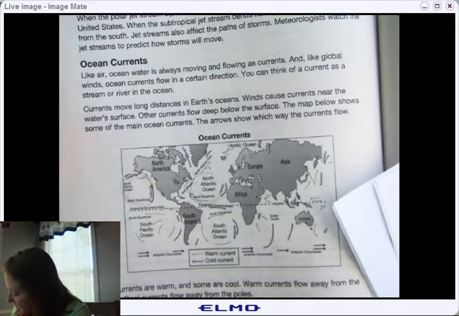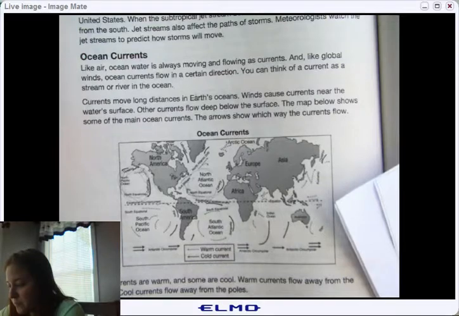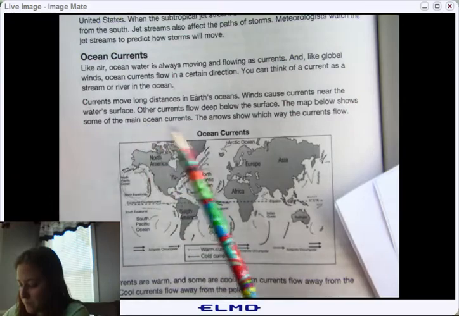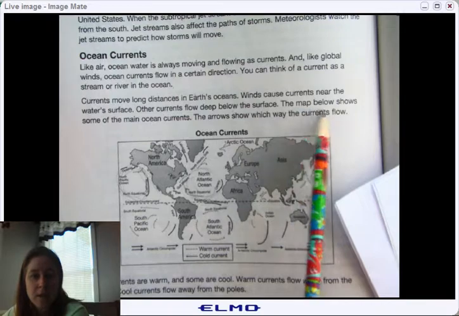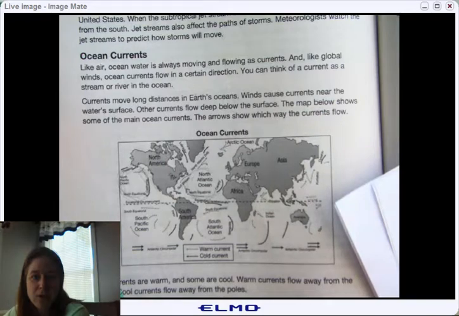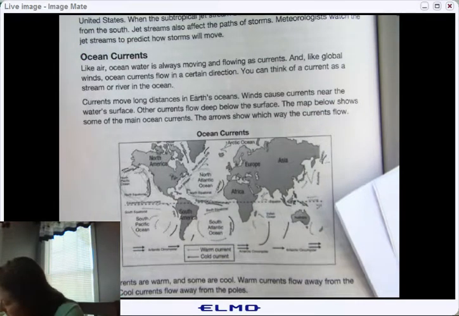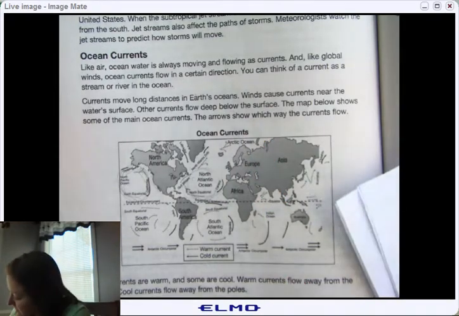Currents near the water surfaces are created by blank, but other currents flow deep below the surface. Currents near the water surfaces are called currents. Currents move along distances of the ocean. Wind causes currents near the water surface. Other currents flow deep below the surface. The map below shows some of the main currents. So it's saying currents near the water surfaces are created by, what are they created by? Winds. But other currents flow deep below the surface.